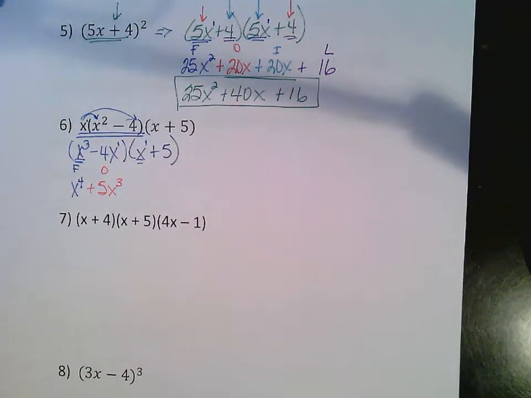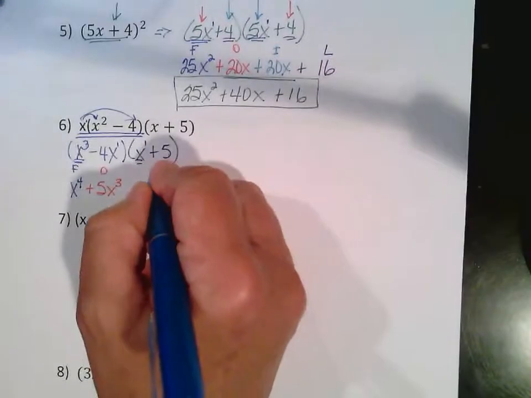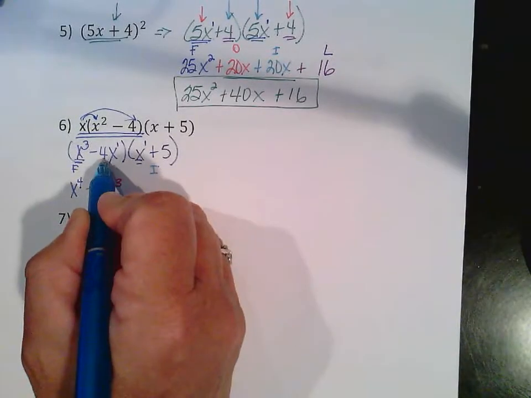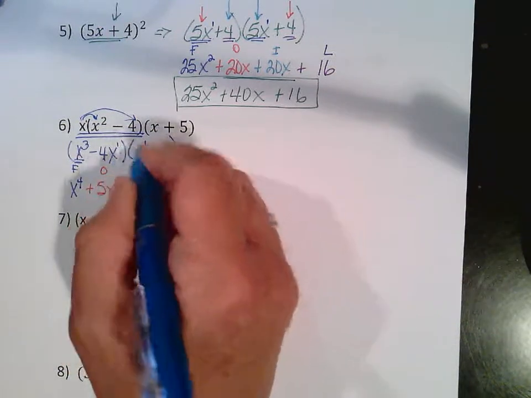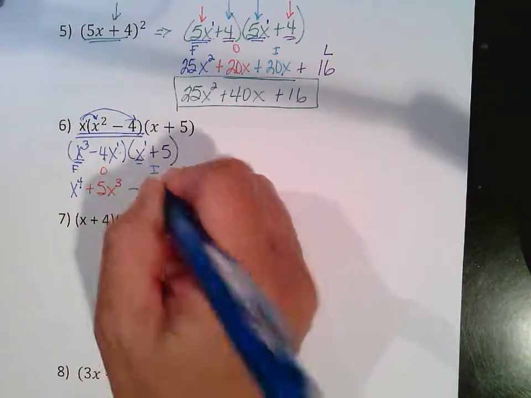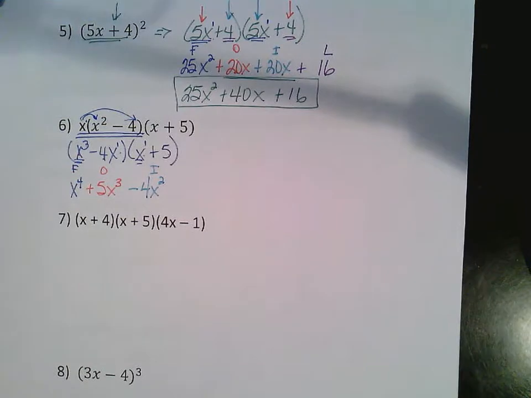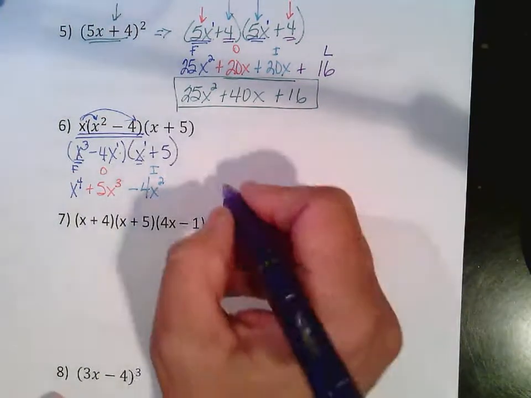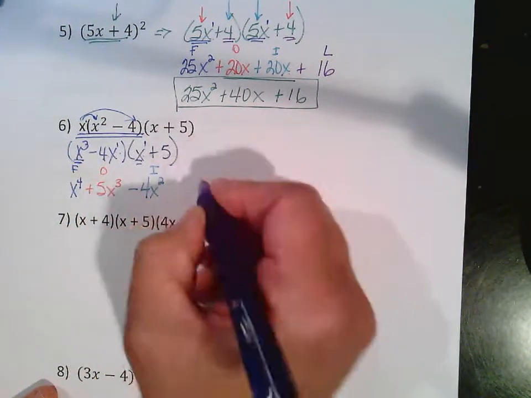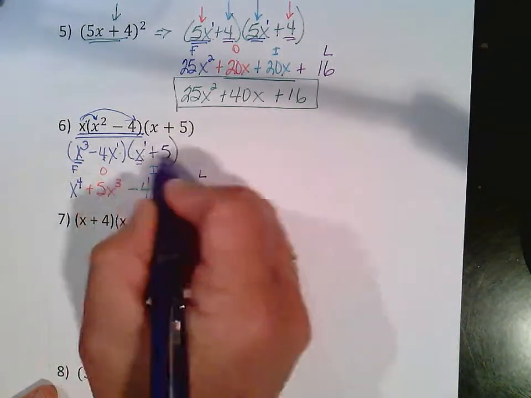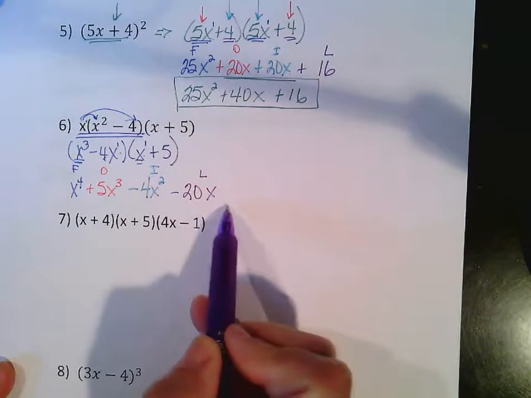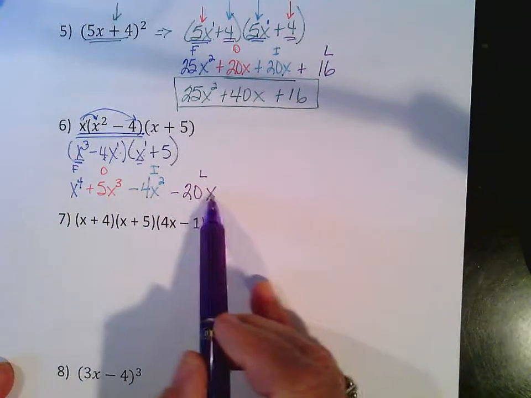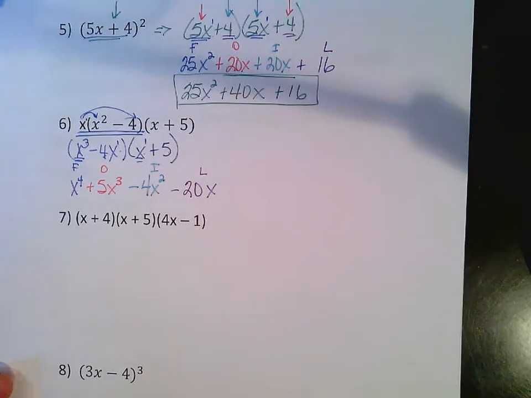For my inside term, I have negative 4x times x. Negative 4 times 1 is negative 4. X times x, I add my exponents, that's x to the second. And then finally, for my last term, I'm taking negative 4x times 5. Negative 4 times 5 is negative 20x. Then I see if I can combine like terms here. I don't have any like terms, they're all different. So that's my final answer, and that's really as far as I can go.